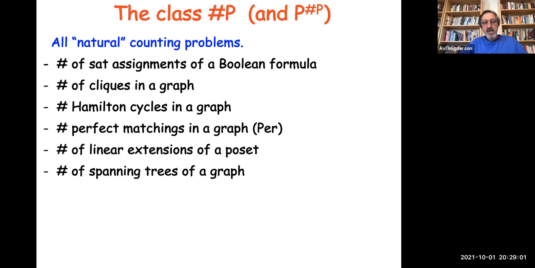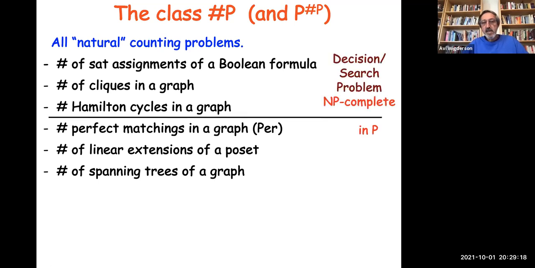Now, what is common and what is not common between these different problems? Well, one way to distinguish them is to look at the complexity of the search or decision problem: find a satisfying assignment, find a clique, a Hamiltonian cycle, and so on. And there is a sharp dichotomy. The ones on the top are NP-hard, and the ones on the bottom are polynomial time problems.